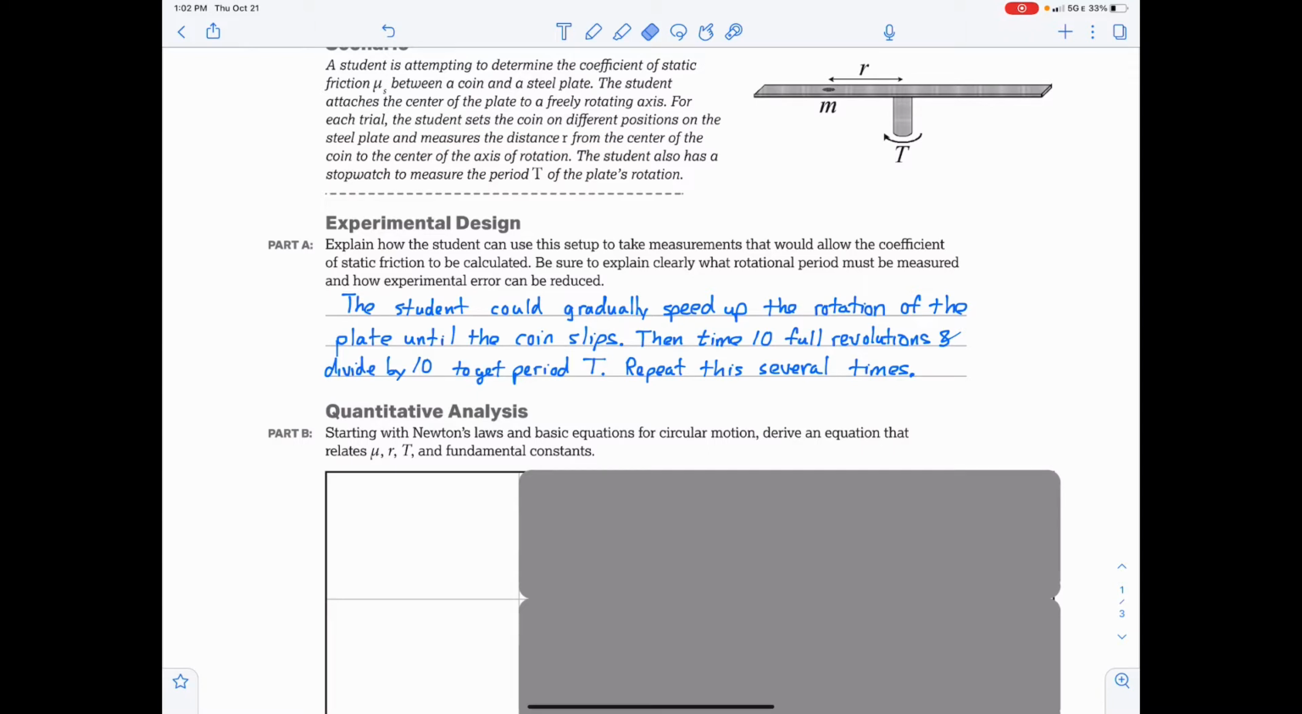The student could gradually speed up the rotation of the plate until the coin slips. Then time 10 full revolutions and divide by 10. So if you time 10 full revolutions, you'll get the time for 10 revolutions. Divide by 10, you'll get the time for one revolution, which is the period. Repeat this several times to eliminate systematic error.